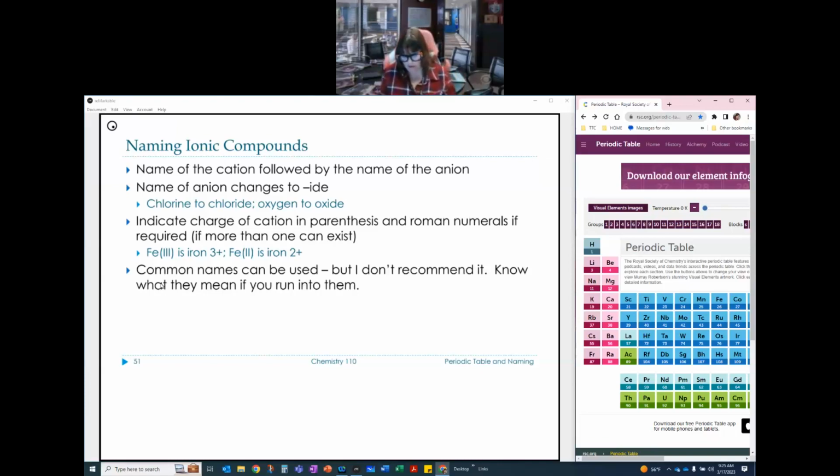Water. Water's one of them. So water is a common name. The systematic name for water is dihydrogen monoxide. And you may have seen that around.